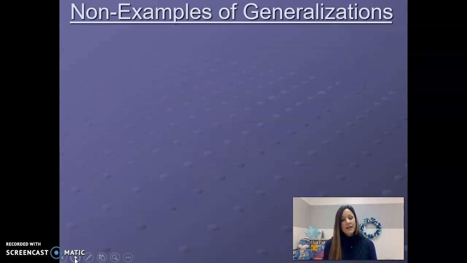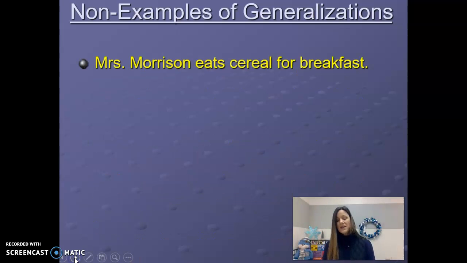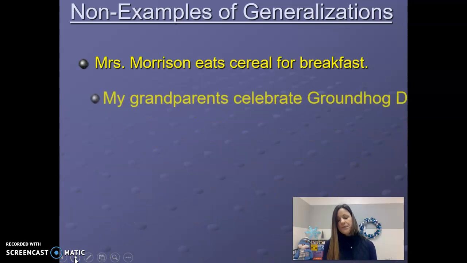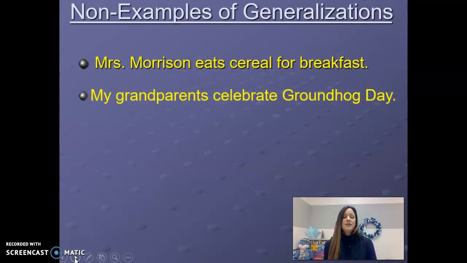Then we have non-examples of generalizations. And these are going to go in the bottom right corner of your Freyer diagram. So non-examples, and we're using the same sentences, we're just replacing the large group of people with a specific person. So here we have Mrs. Morrison eats cereal for breakfast. That is not a generalization because it's specifically talking about Mrs. Morrison. The next one is my grandparents celebrate Groundhog Day.